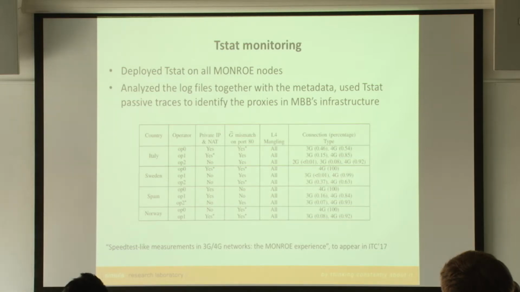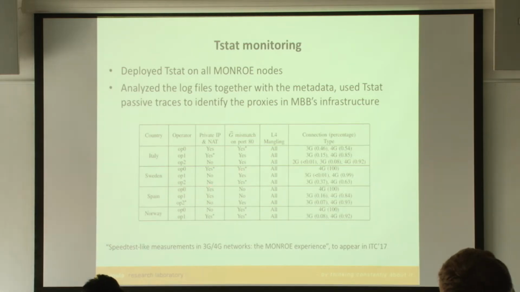So we also have some results in terms of traffic analysis. What we did is we ran TSTAT, the traffic monitoring tool, on MONROE, because we wanted to understand whether there are any proxies in mobile networks and how they behave, and whether there are any performance enhancing proxies, the PEPs, in the networks. And the picture looks quite interesting and quite different.